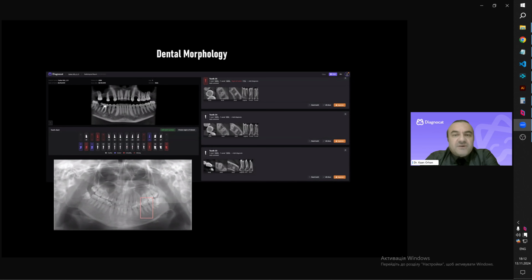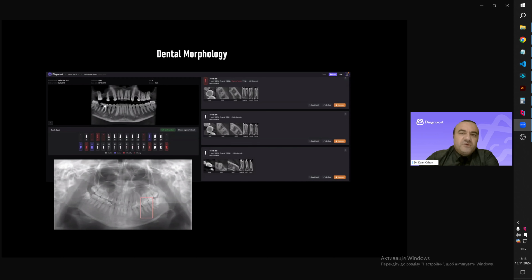I was mentioning the dental morphology. Actually, I'm pretty sure that we have these types of patients. You are doing the root canal treatment and so on, and you send the patient away, and the patient comes back the other day saying that I have pain and so on. And most of the time, the pain is related to a missing root canal.